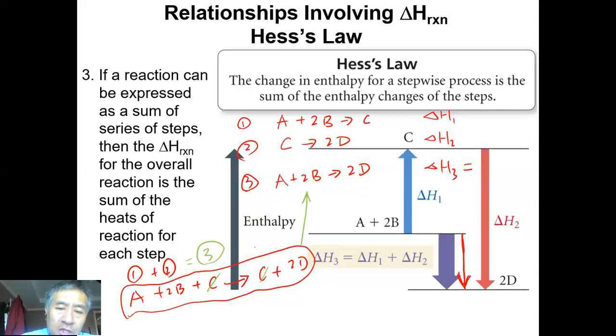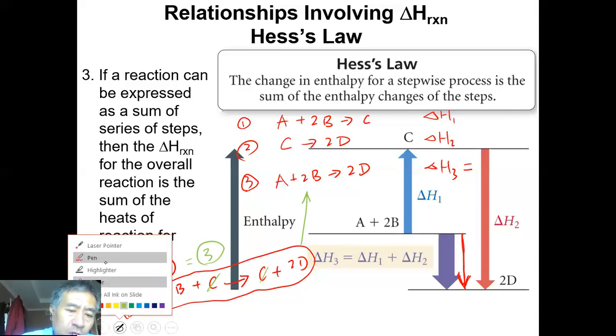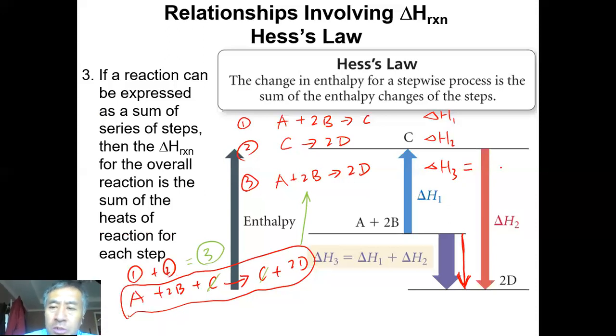If you check that, then delta H for 3 will equal delta H1 plus delta H2, because you're checking that equation 3 equals equation 1 plus equation 2. If that's true, you do the same for the delta H. Therefore, delta H equals delta H1 plus delta H2. So this is the idea, or the principle, of Hess's law.